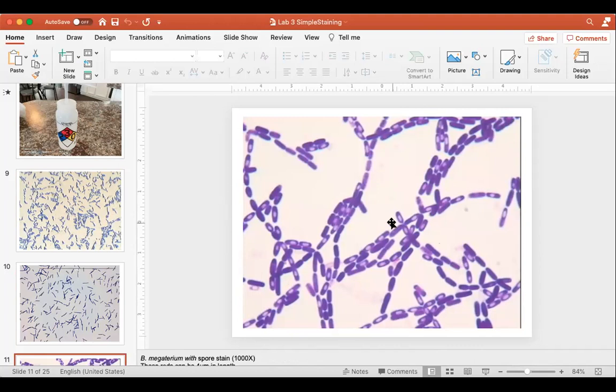Okay. You're seeing something in the center. This is a bacillus called Bacillus megaterium, the mega part referring to the big size of the cell. And yes, there's something in the center of these cells. It looks kind of pink, right? Or at least it doesn't look purple. These cells were stained, and most of the cell picked up the stain, but something right in the middle of the cell didn't. And that something is a spore.